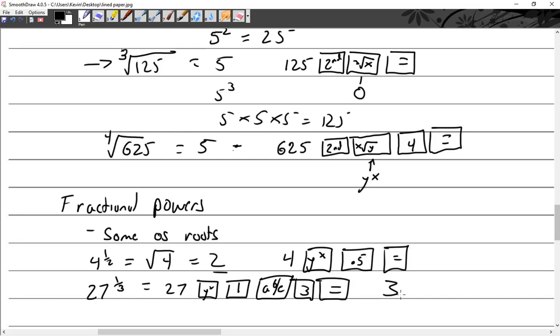So as long as you know how to run the calculator, you can look at all these things and don't freak out when you see it. Just go, hey, that's not a big deal. 27 and a third power. Oh, there's no third power. So just make it into a fraction just like you already learned.